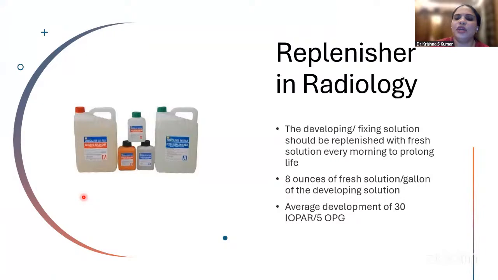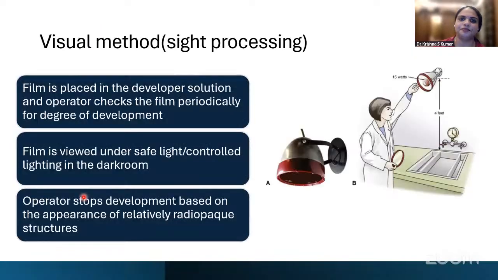Now, what is replenishing? So every day you have to replenish your developing and fixing solution. Every day morning, you have to put 8 ounces of fresh solution per gallon of the developing solution, which is required for average development of 30 IUPAR or 5 panoramic radiographs.